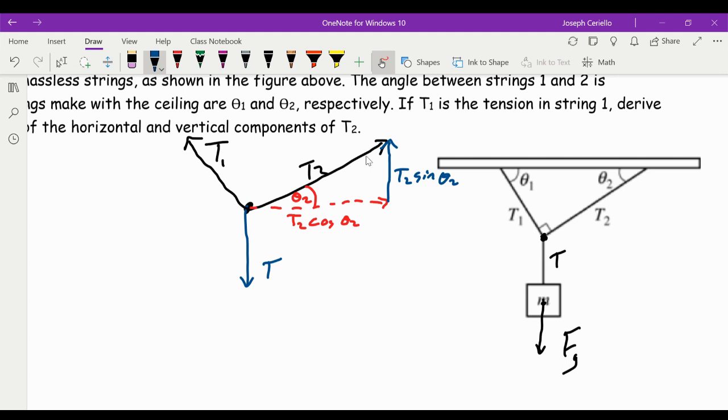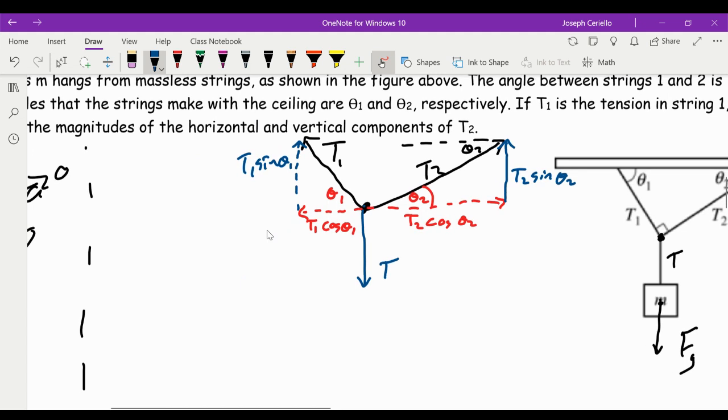If you're wondering how I got that angle for T2, I think it's alternate interior angles, what it's called in geometry. If that's theta 2, then theta 2 is also going to be down there. We're going to use that same idea over here. So theta 1 will be right here. So this is going to be T1 cosine theta 1. And this is going to be T1 sine theta 1. Now, the direction of the arrows is very important because that will tell you if they're positive or negative.